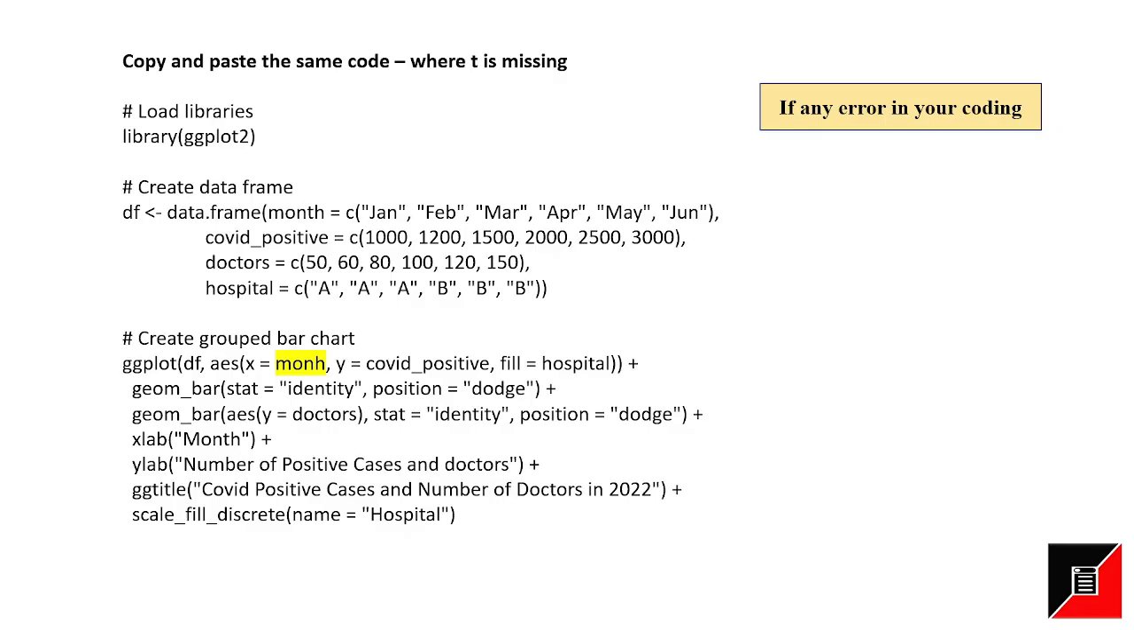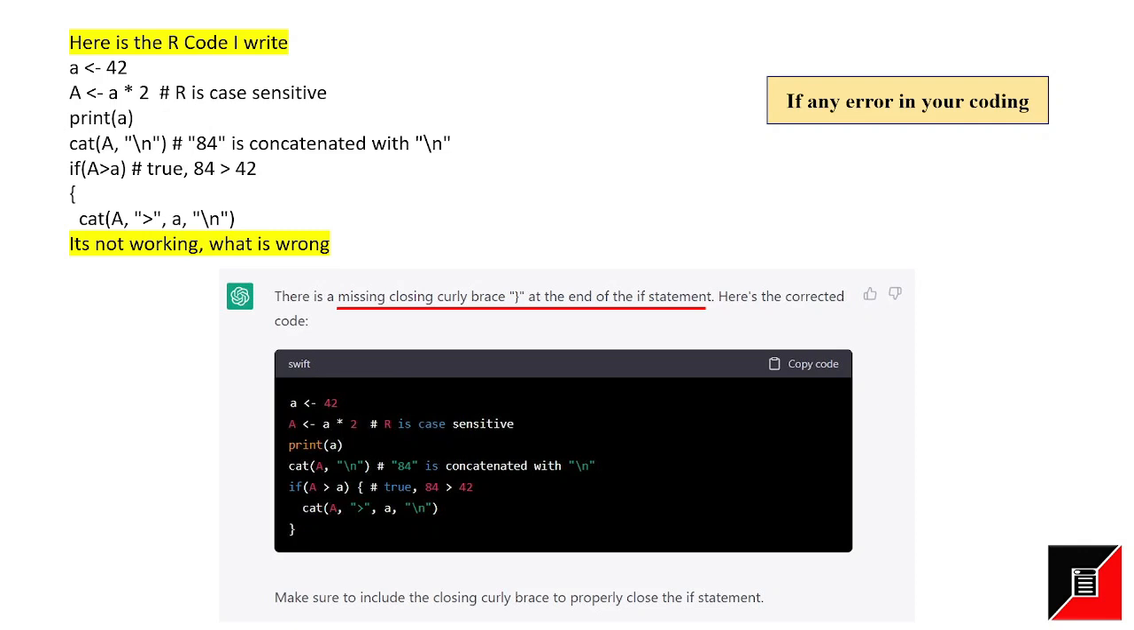So purposefully I made an error. I need to know whether it is able to detect the error or not. Even in industry, recently I met a person and he said that for any code, if there is any manual error, they are even using some LLM tools. Okay. So here is an R code I wrote, and purposefully in the last the curly brace is missed, and it correctly pointed out that there is a missing closing curly brace at the end of the if statement. And it gave the corrected code.